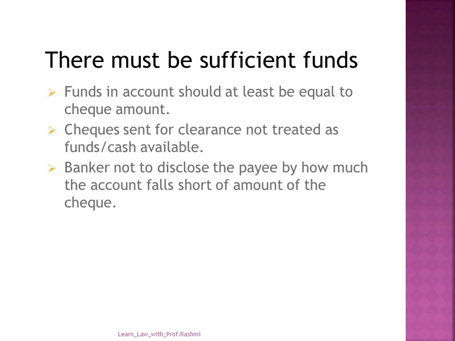Third is that the banker is not to disclose to the payee by how much amount the account is falling short. For example, I am having a check issued by Mr. X for rupees 10,000. I go to the bank to get that check cleared, or if they deposit that check in the bank for clearing, and the bank is not able to honor the check because the amount in the account is maybe 8,000.